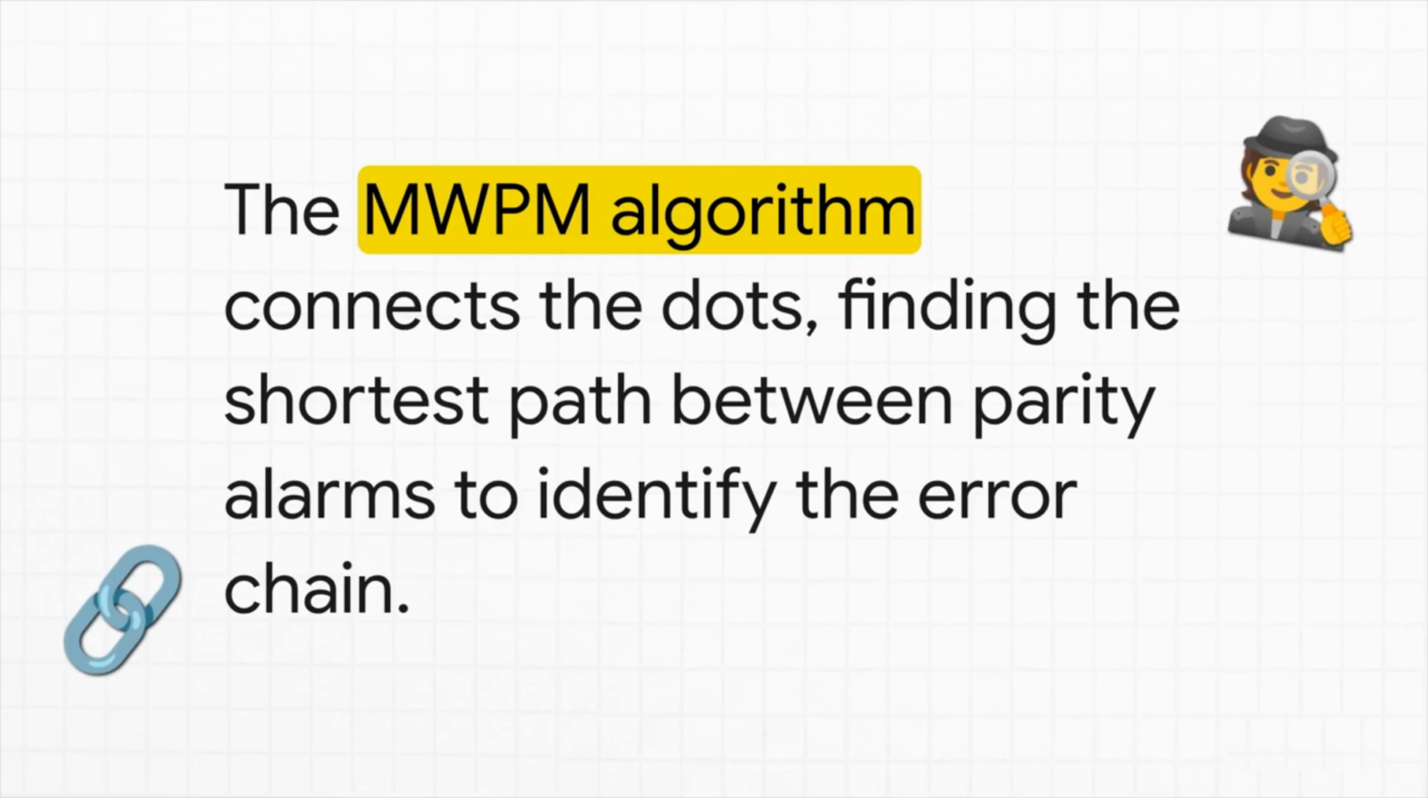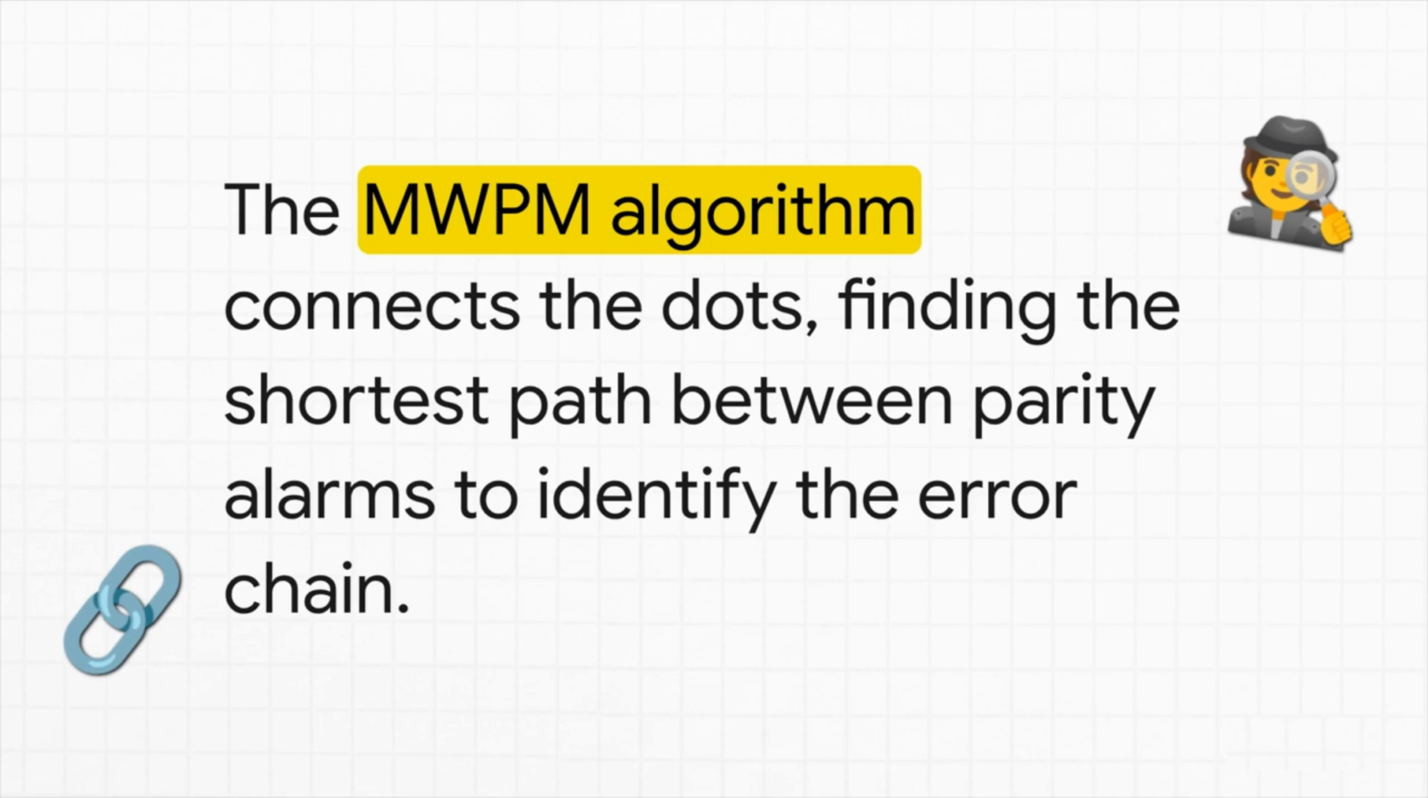The MWPM algorithm is our detective. It takes this crazy chaotic map of flashing endpoint alarms and starts connecting the dots. It basically assumes that nature is lazy, meaning the most likely cause of those alarms is just the shortest possible path of errors between them. It literally draws the shortest line between the clues and tells the system, hey, here's your error chain.